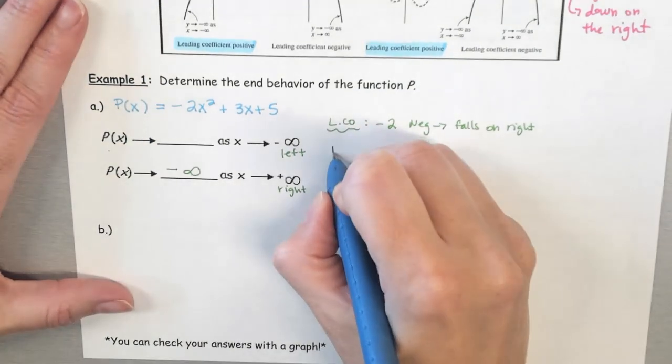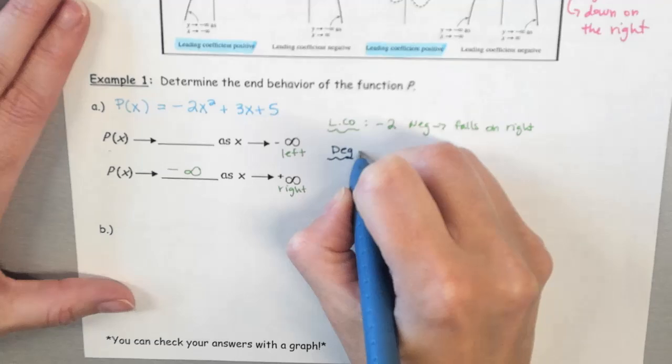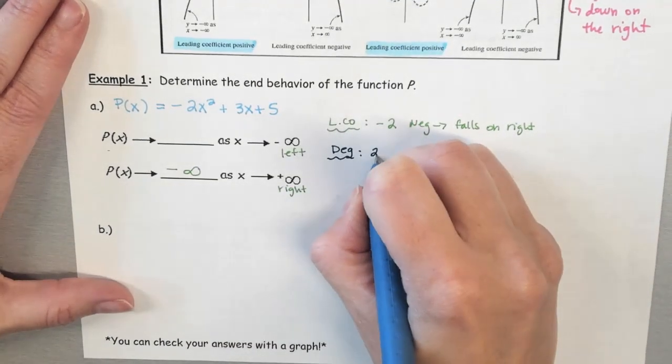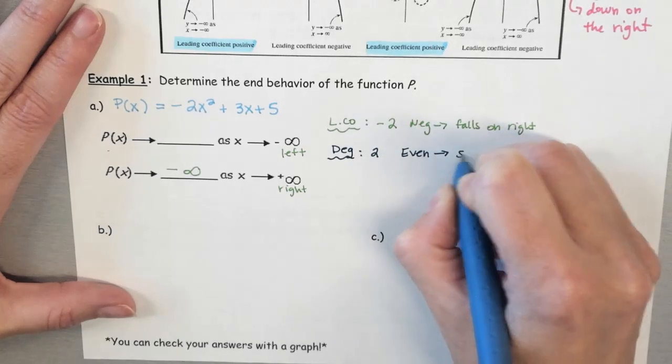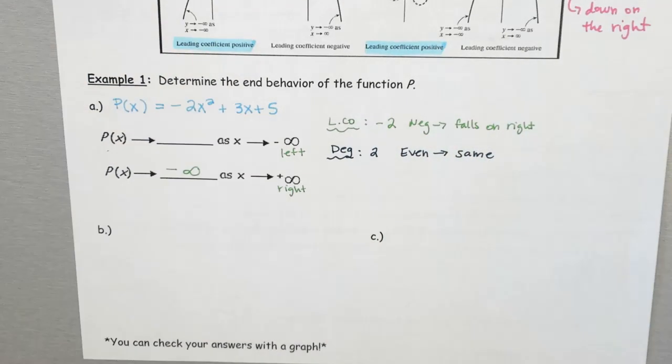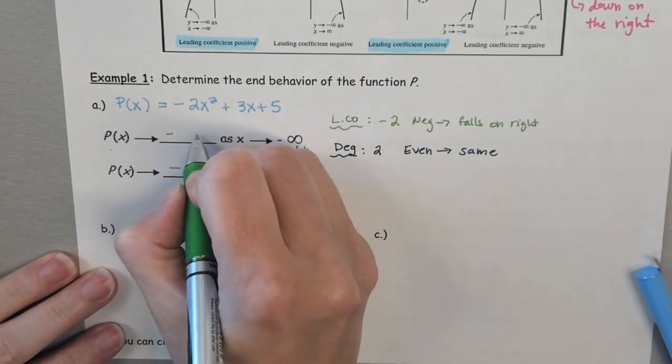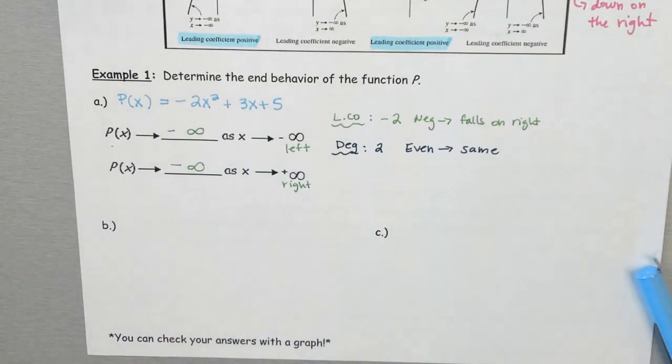And then I'm going to look at my degree. Okay, so my degree is 2, and I have to identify if it's even or odd. And if it's even, they're going to go in the same direction. So if it's going down on the right, it's also going to be going down on the left.